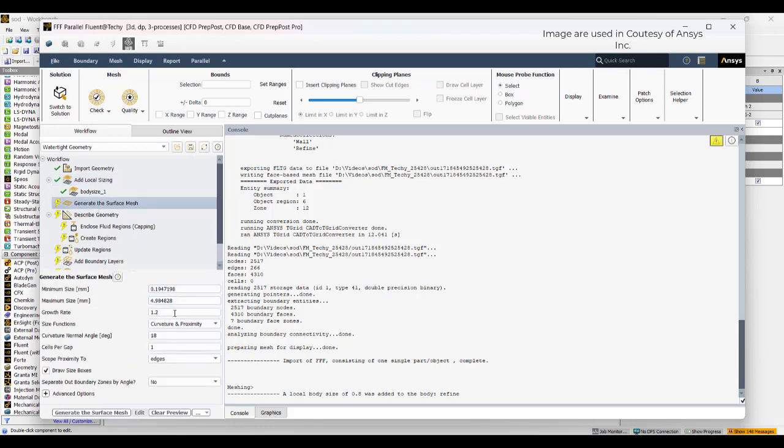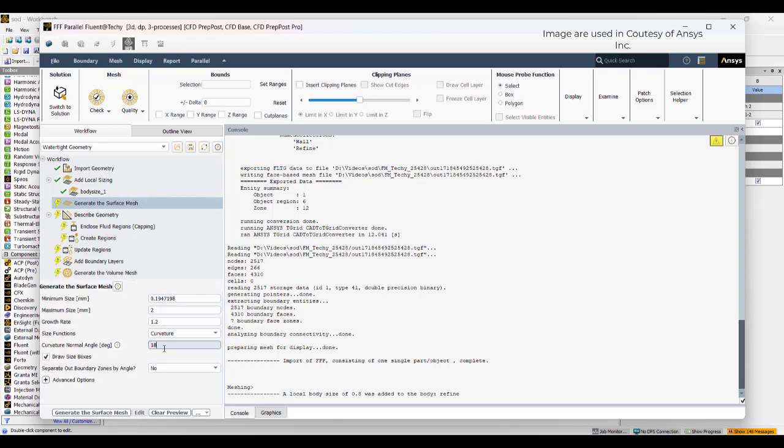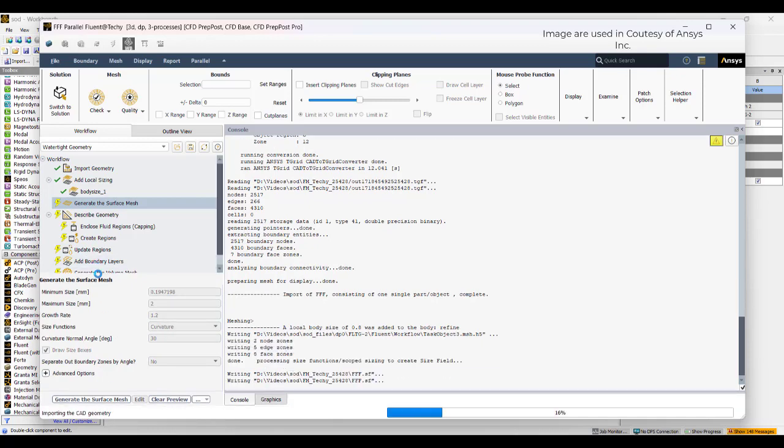Go to generate surface mesh, and I'll take maximum size 2. So curvature and normal angle 30 degrees I'll take. So generate surface mesh.